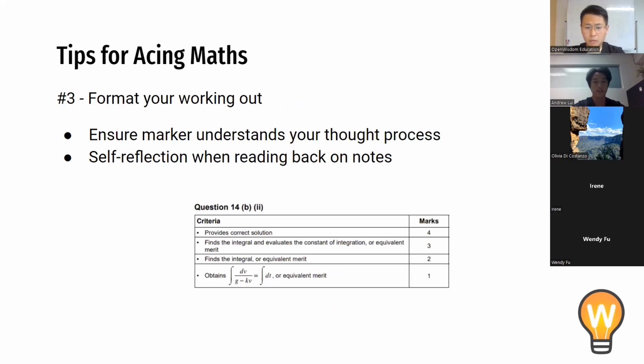Third tip. This is not emphasized enough, I believe, but you have to format your working out. The marker only gets a set amount of time because the marker is paid per hour. So if they can't find your answer or can't find something that they're looking for in the criteria, they'll just skip it and you'll lose marks. You need to ensure that the marker will understand your thought process. Same with even writing notes. You need to format that so when you look back, you can reflect on what your thought process was, what the teacher told you, and how you can work on emulating that in an exam.